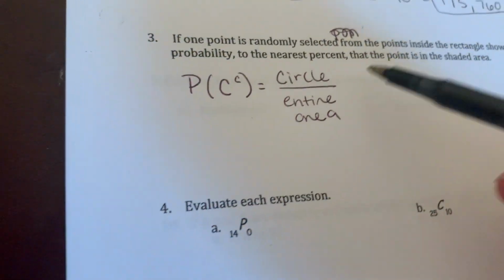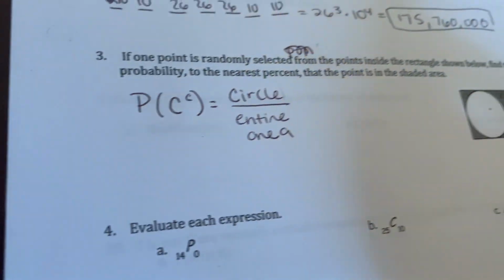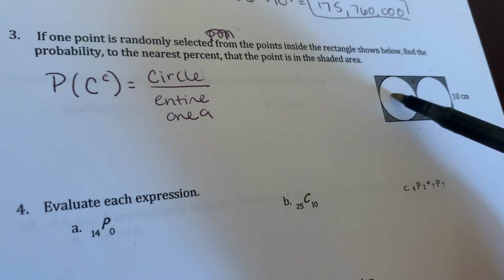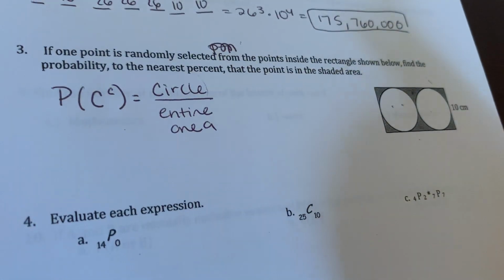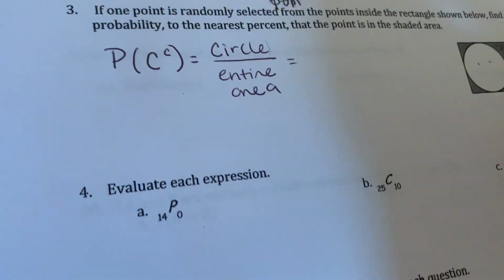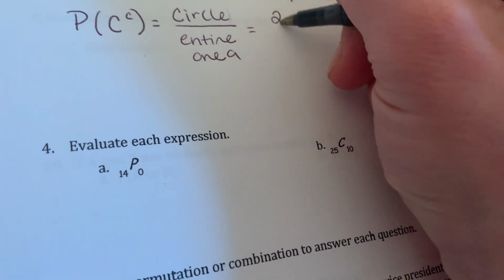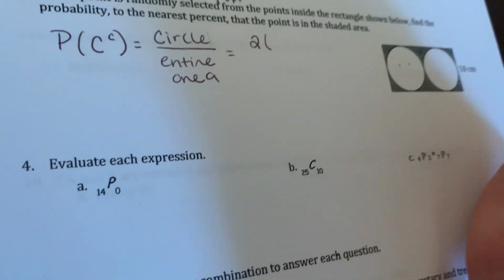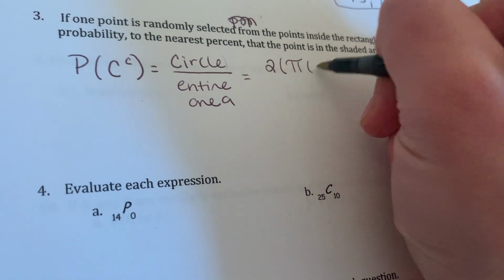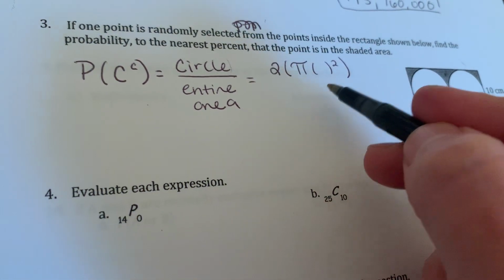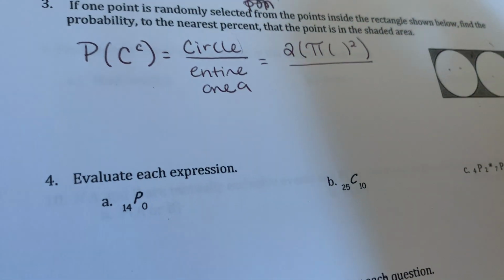Whatever that probability is, remove it from 100. So say to find the probability of these circles would be 80%, then the complement would be 20%. So I have two circles, and to find the area of a circle, it's 2 pi r squared, and I have two of them. And then your total area is a rectangle.